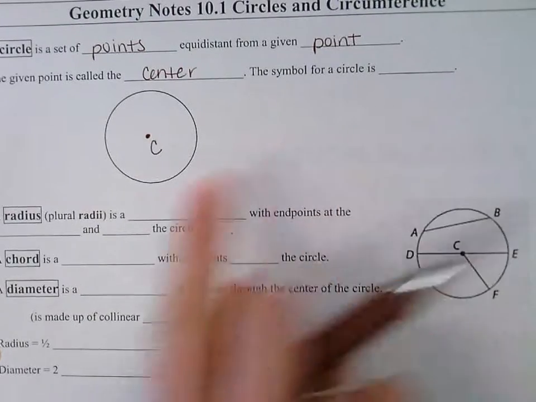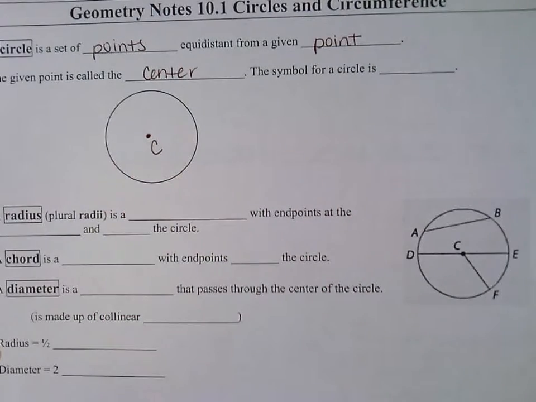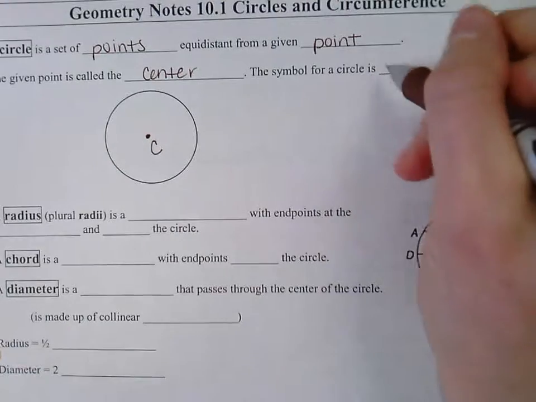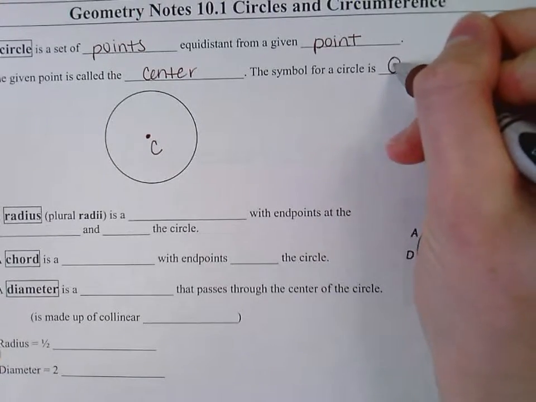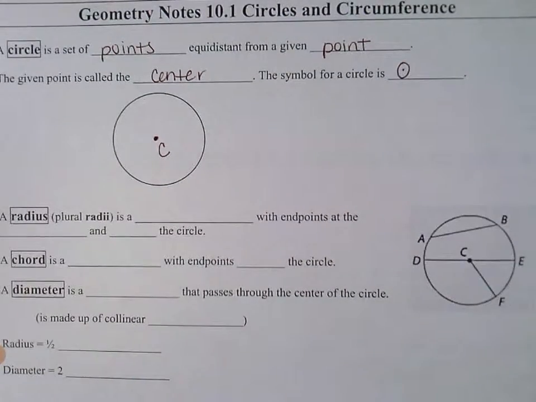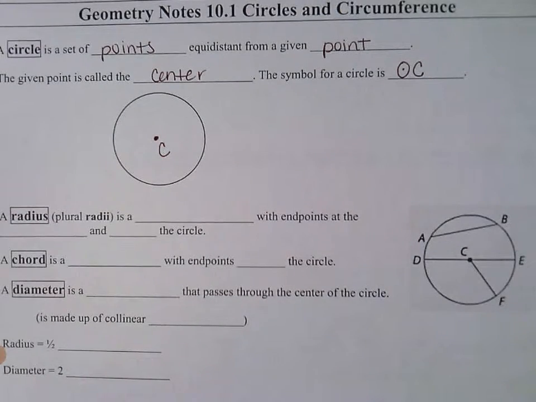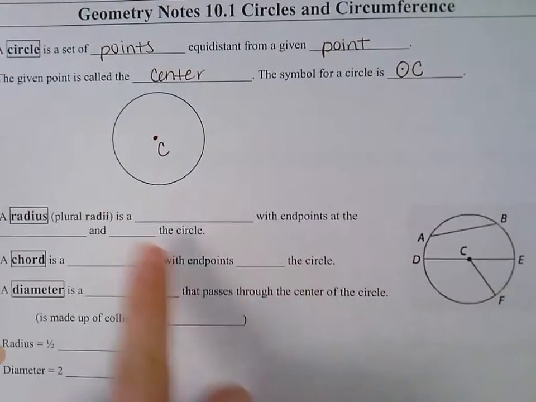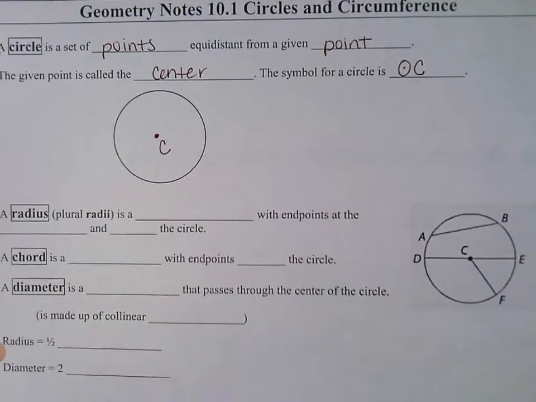If I label the center with C, whatever the center is labeled as ties into the symbol for a circle. So if the center is C, the circle would be called circle C, and it would be given like this. The circle symbol is like a circle with a dot in it, and then you would put the letter of the center following it. That would be the symbol that symbolizes circle C. So if you see that, that's what that means.